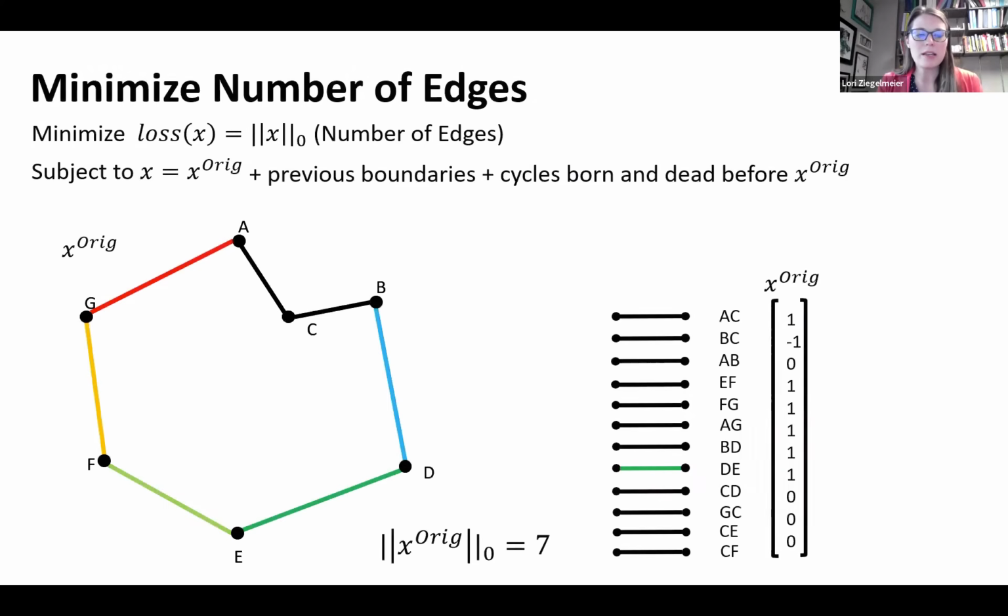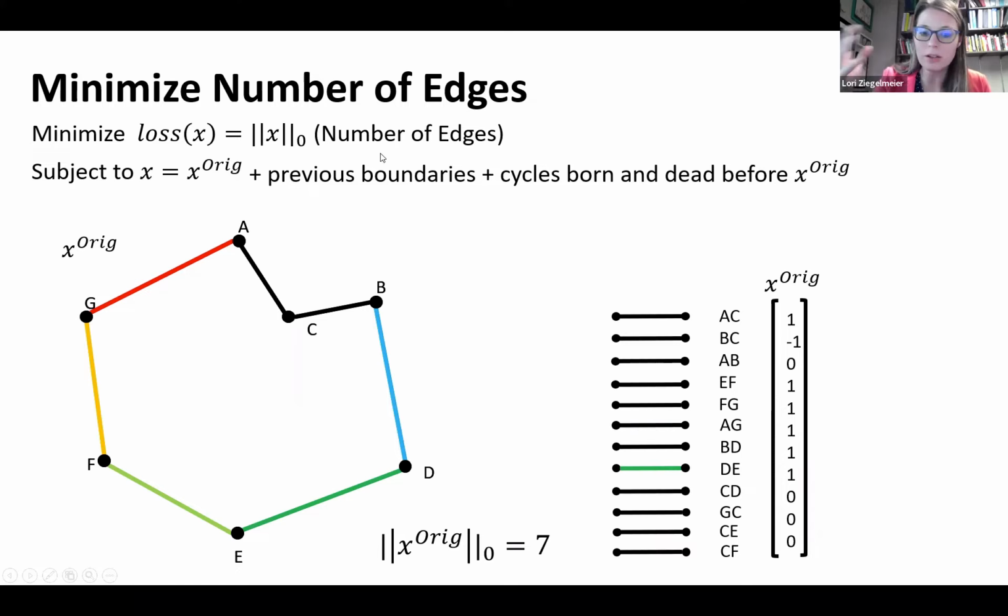Okay, so the first one is that we want to minimize our number of edges. So we can think of this in terms of using the zero norm, which the zero norm of a vector just takes the number of non-zero entries. So for instance, if we were given this original cycle, we could encode it as a vector of ones, negative ones, and zeros, where we say include this simplex or don't include this simplex, or negative says include this simplex but reverse the orientation.